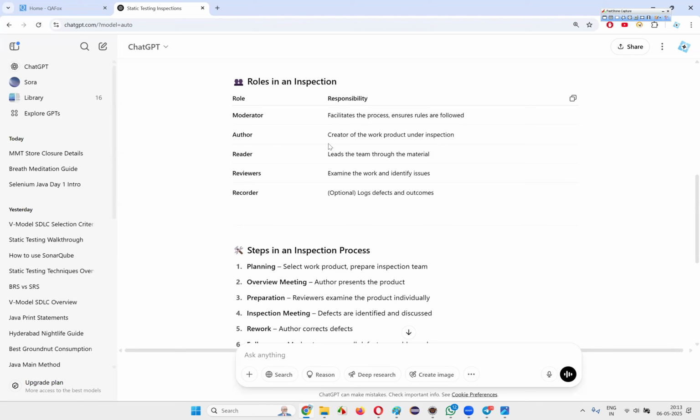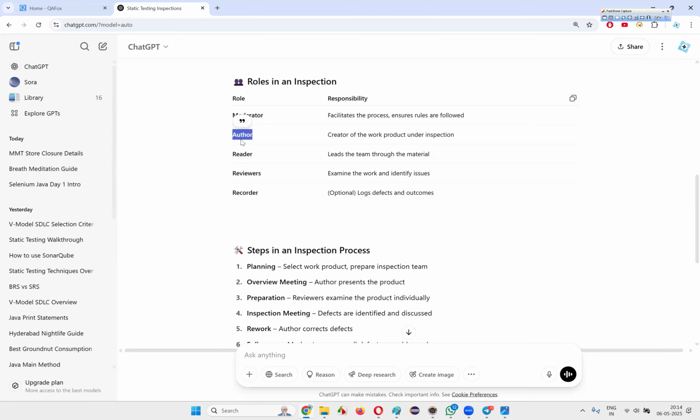That is the moderator. The one who will moderate and take care of the entire inspection meeting or review process is the moderator. Who will make sure that this inspection review happens in a proper way, according to the rules and regulations that are set? The moderator will take care of that. Then what is the other role we have?